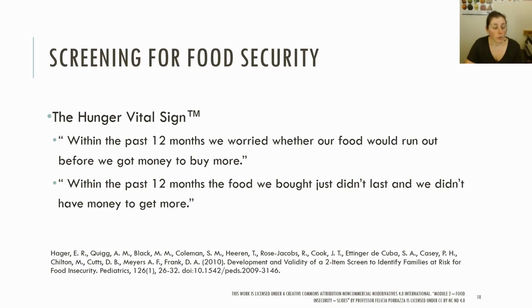When conducting the screening, it is important to explain that all individuals are asked to complete it. This is important for reducing stigma and embarrassment.